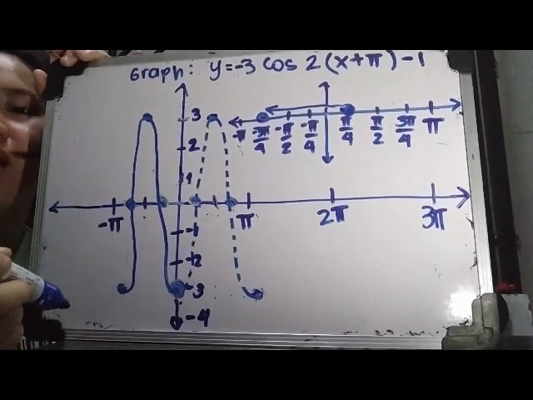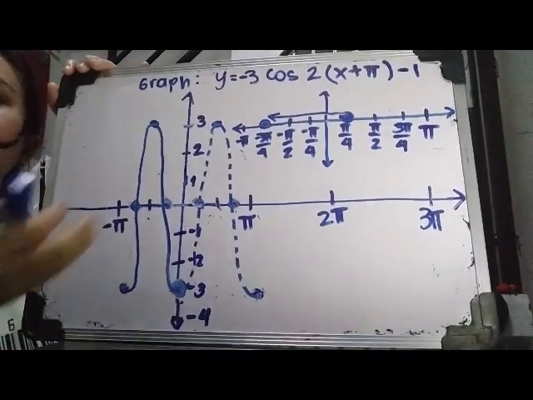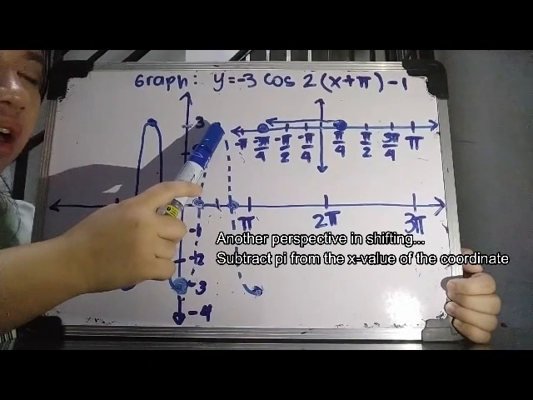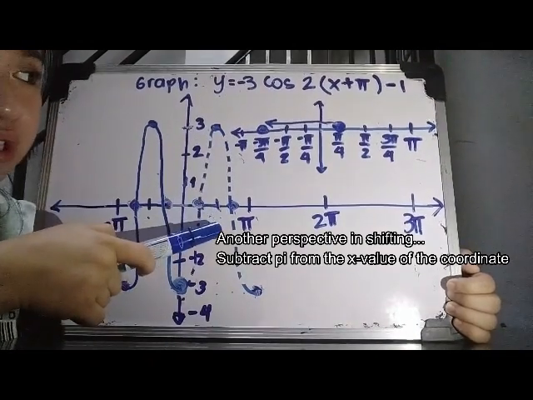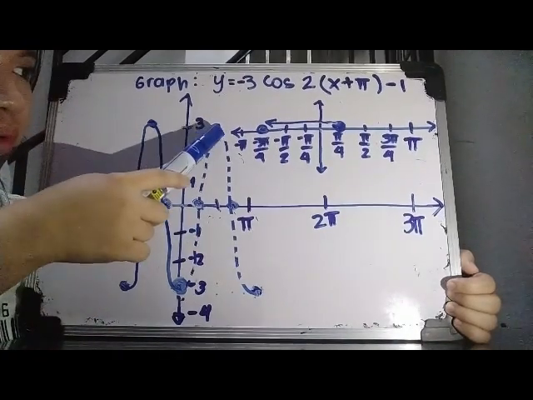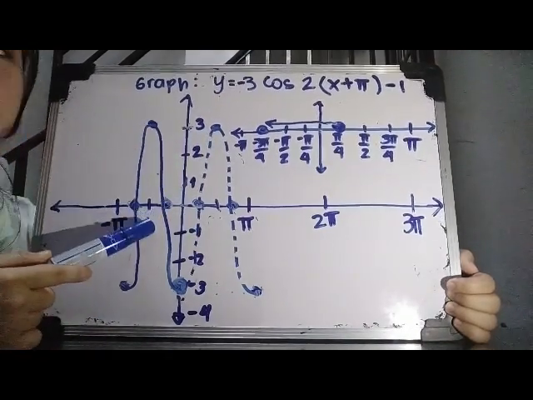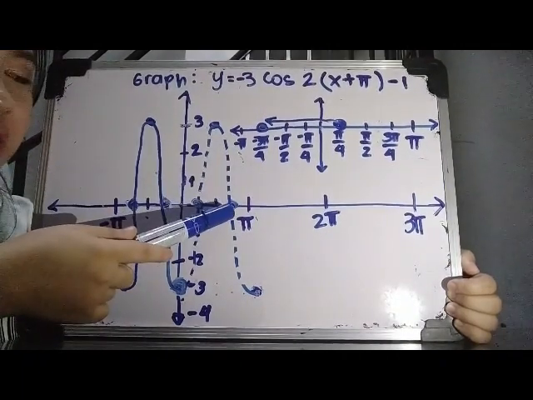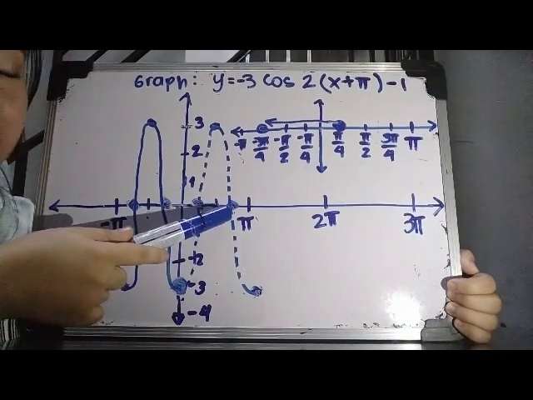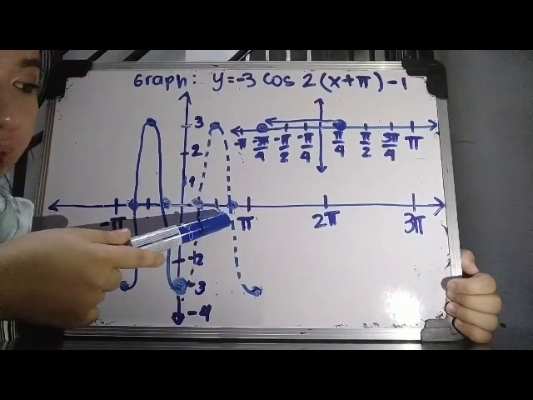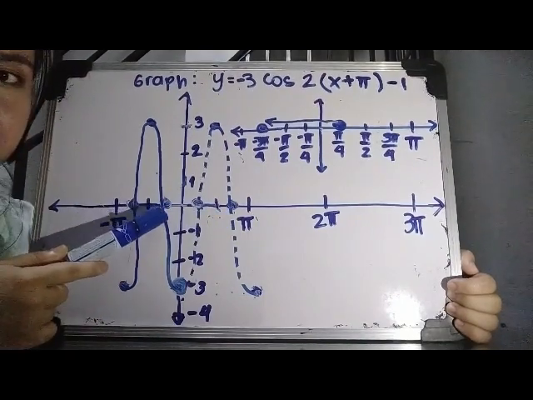Okay, so this is how the graph looks when it is horizontally shifted pi units to the left. So if we have this one at pi over 2, of course, pi over 2 minus pi will give us -pi over 2. So this point will shift right here, parallel to -pi over 2. And then next, this point on the central line is 3 pi over 4. So 3 pi over 4 minus pi will give us -pi over 4, which is right here.